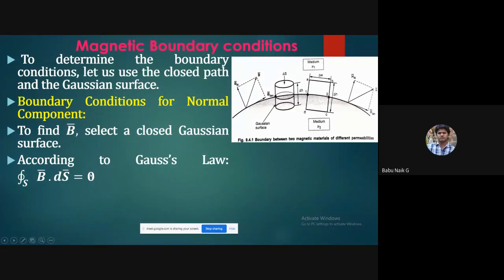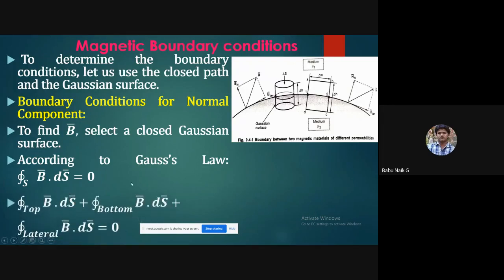Why is it 0? The closed surface integral of the magnetic flux density dot ds equals 0 because we do not have isolated magnetic poles. An individual single magnetic pole does not exist. So the closed surface integral of B bar dot ds is equal to 0, which is one of the Maxwell equations.